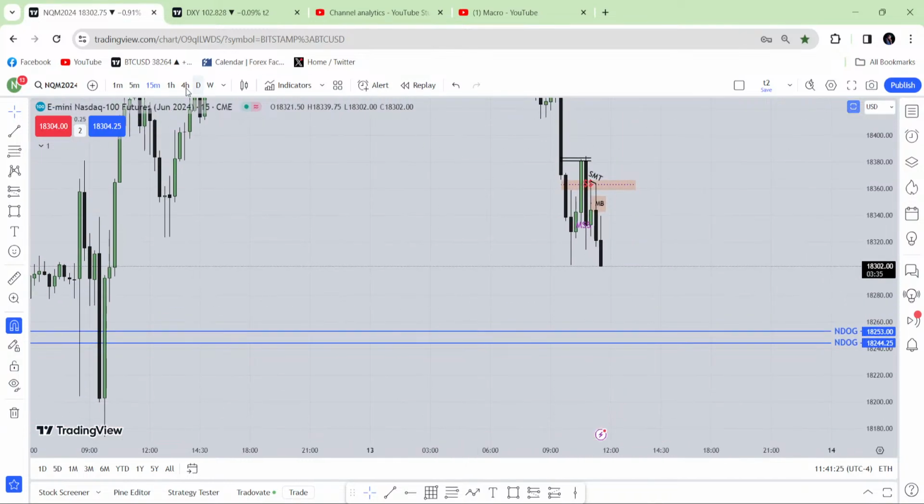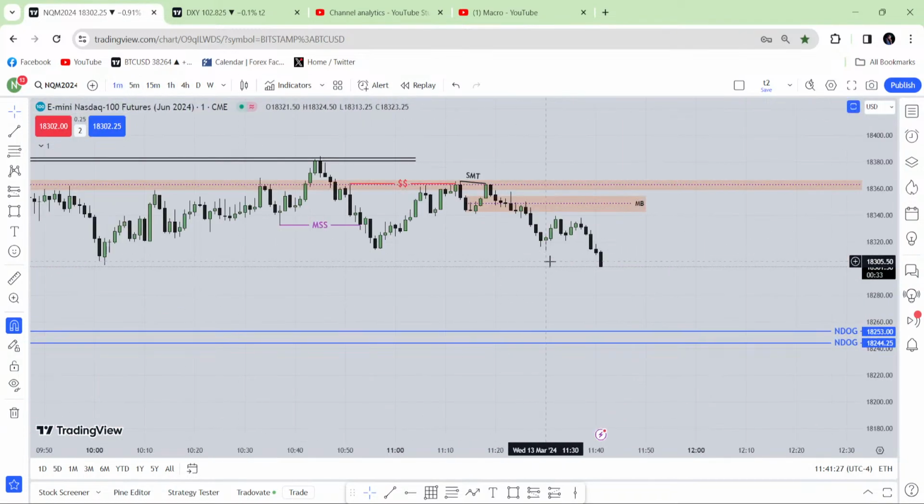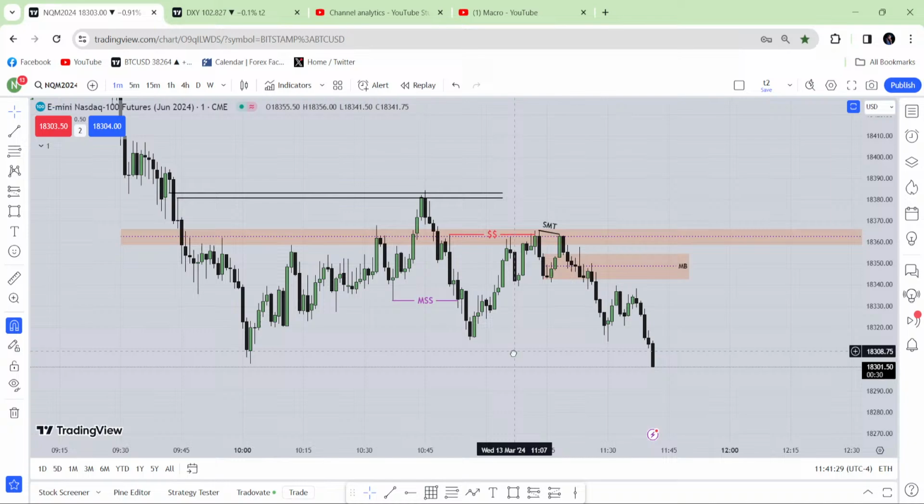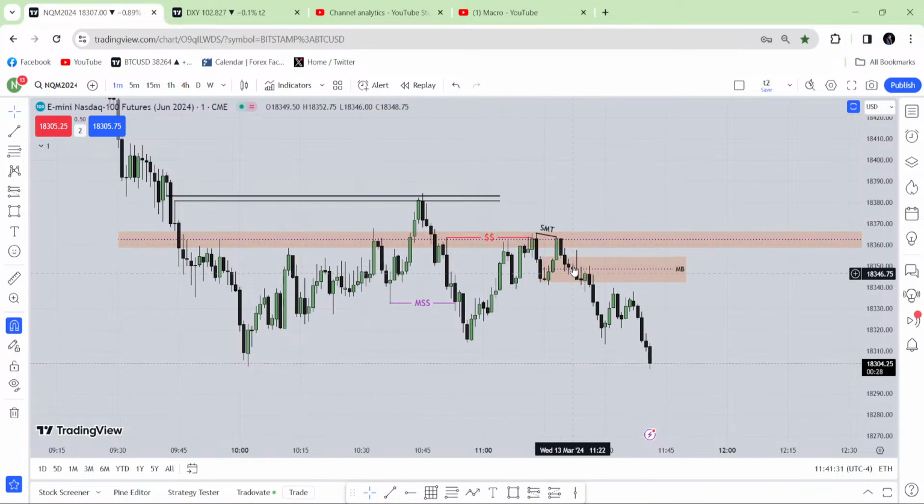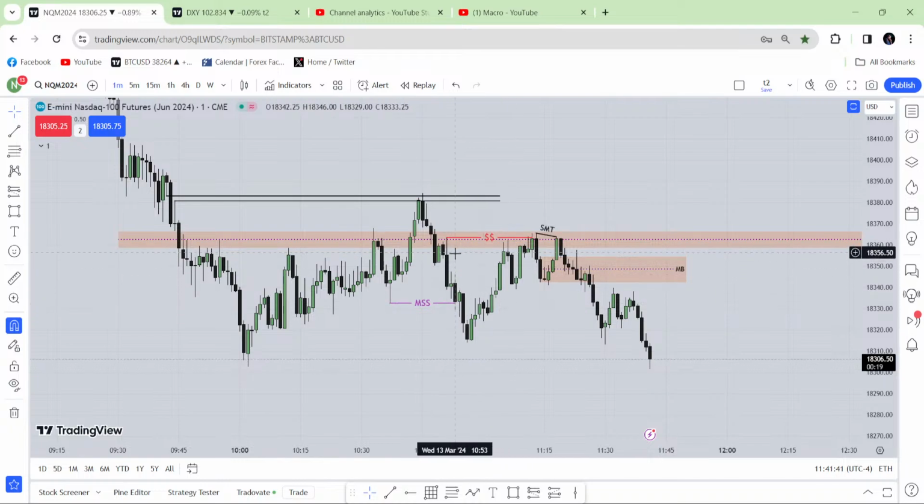You have to go to your 1 minute chart and wait to take the buy side liquidity for the first time. Everything has been done here, then wait for the market structure shift. You got your market structure shift over there. Then if you get a very nice fair value gap, take your entry from there. If you get stopped out, then wait for the mitigation block.